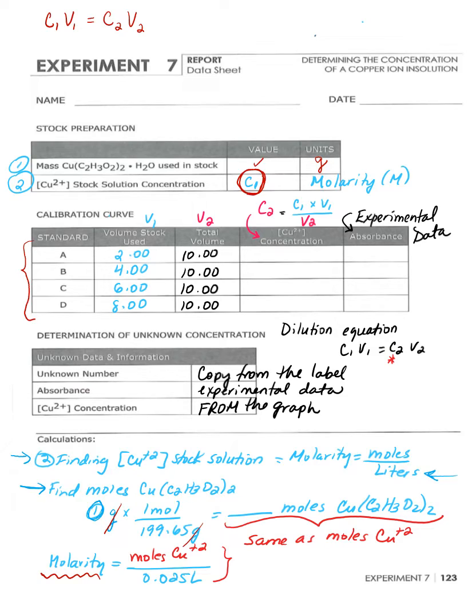So C1 is the concentration for your stock. V1 is the volume that you have in this column here, your 2, 4, 6, 8. And then your V2 for all of them is 10 milliliters. So if you look at the three numbers that you need here to calculate your concentration, C1 is the same for all four because you're preparing all of them from the stock solution and you have only one C1.